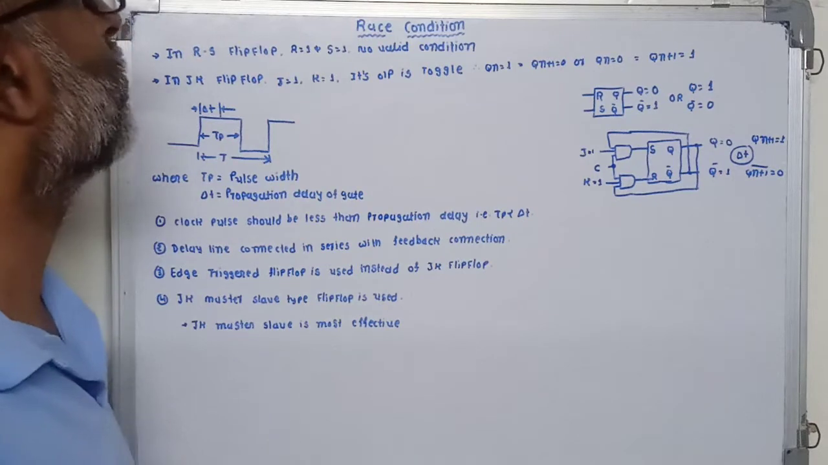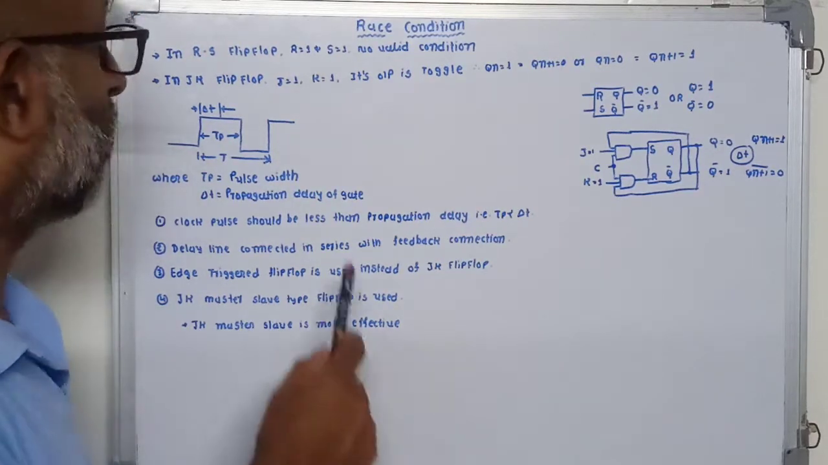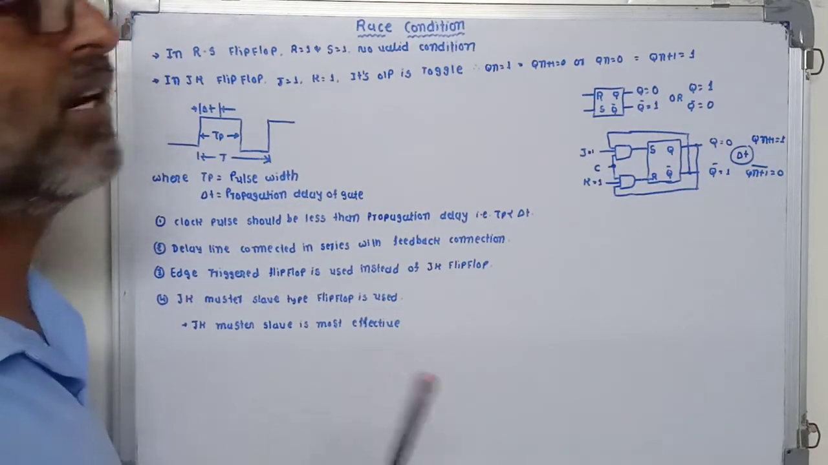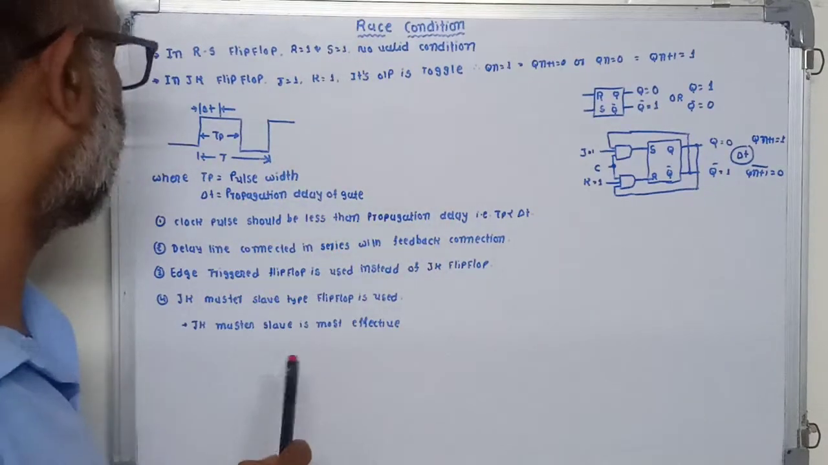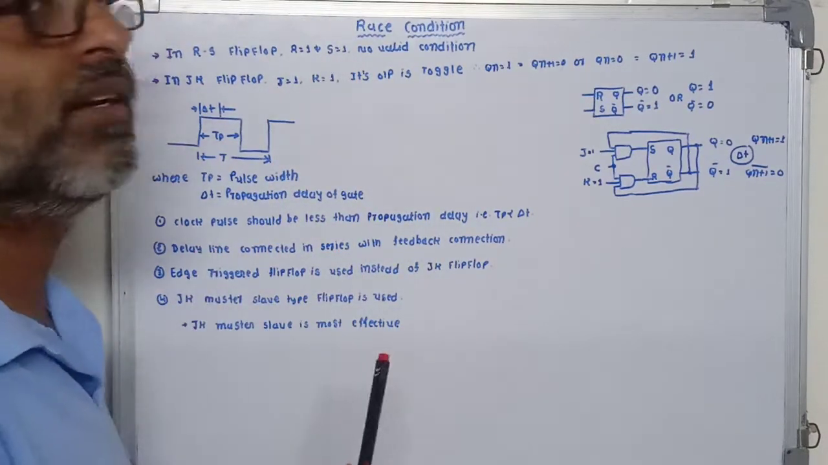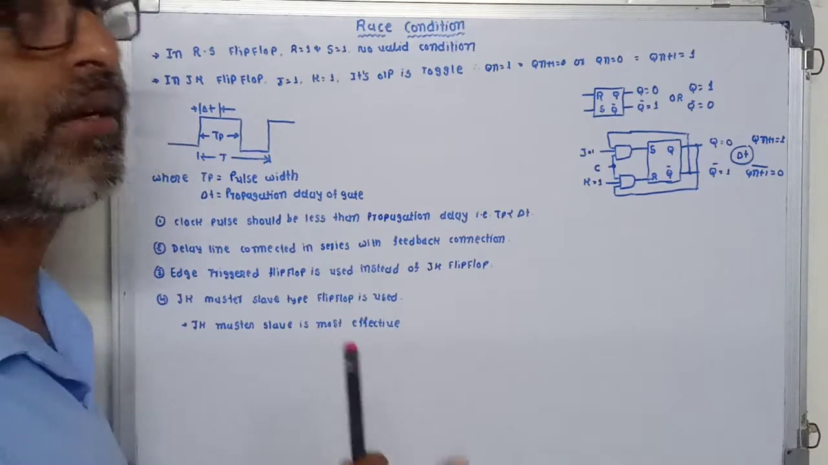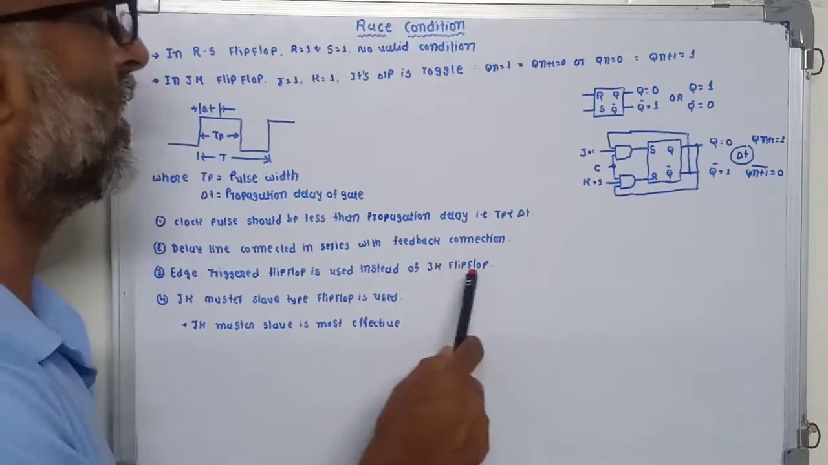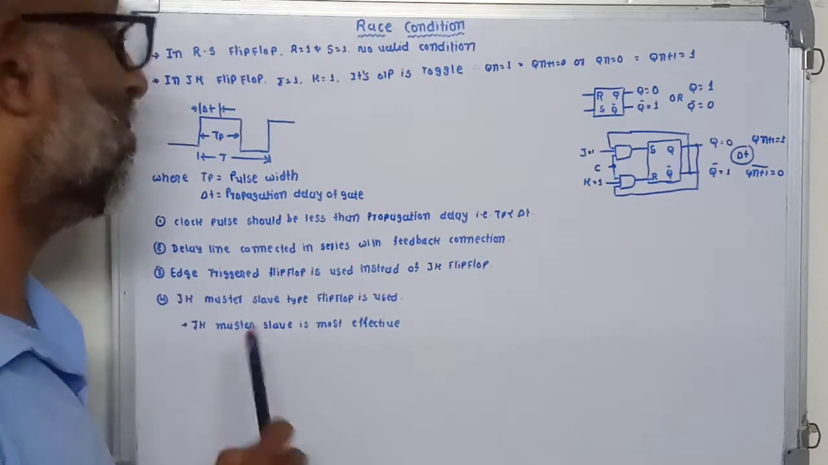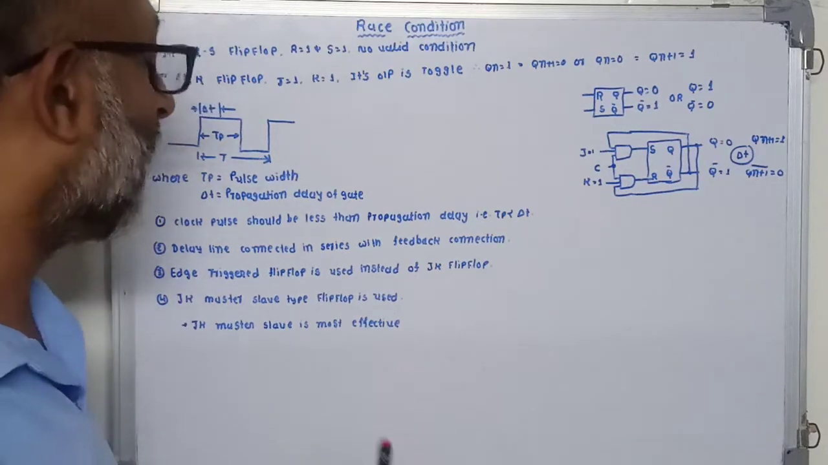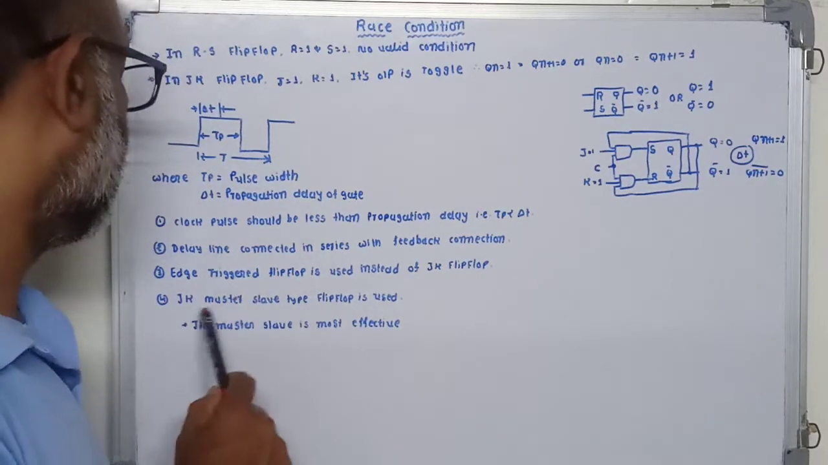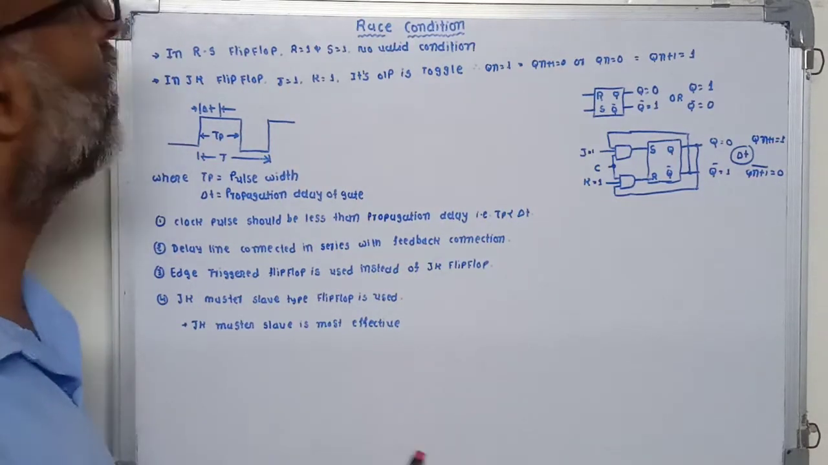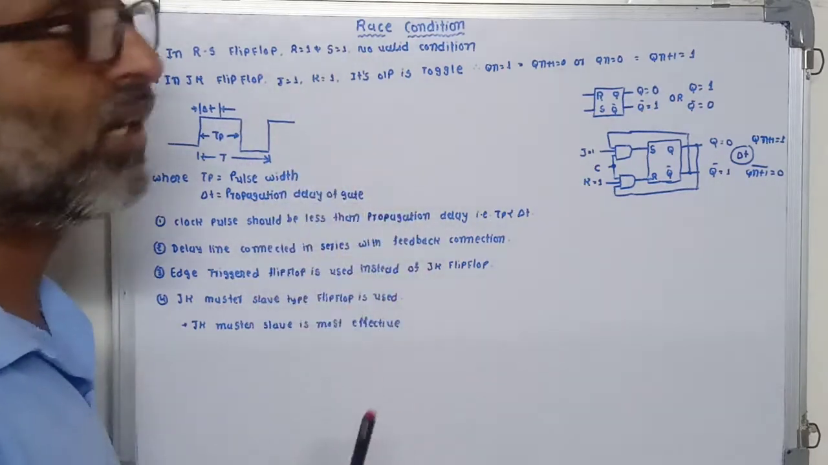Now this race around condition can be eliminated by using the following methods. First, the clock pulse width should be less than the propagation delay. That is one way by which we can eliminate this race condition. In the second case, a delay line is connected in series with the feedback connection. Third, edge trigger flip-flop is used instead of level trigger JK flip-flop. And fourth, JK master slave type flip-flop is used. So out of the four, this JK master slave is most effective to eliminate this race condition.